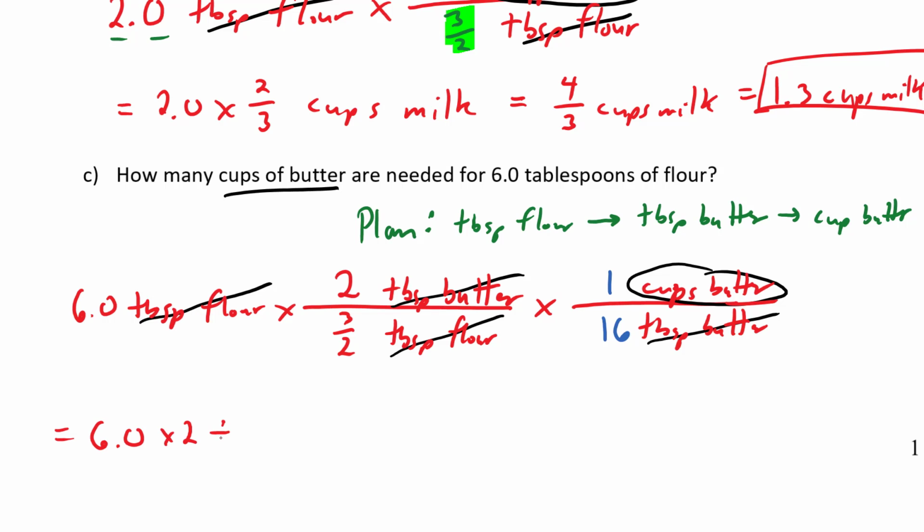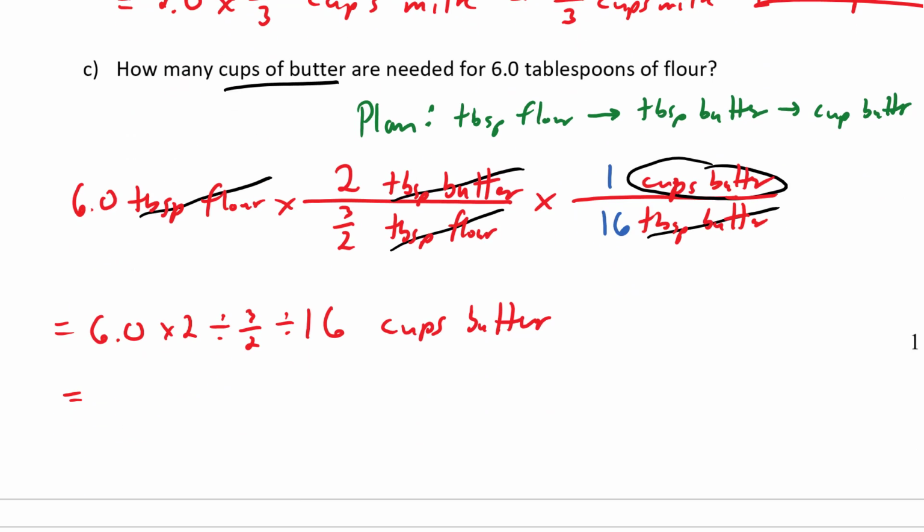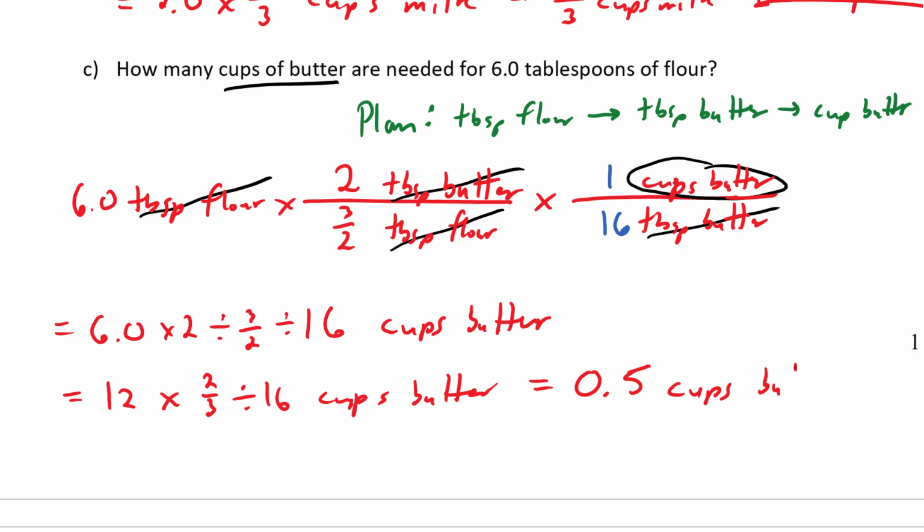6.0 times 2, divide by 3/2, divide by 16. This will give me cups of butter. 16 times 2 is 12. We're dividing by a fraction, so we flip and multiply it. Divide by 16 cups of butter. 12 times 2 is 24. Divided by 3 is 8. This is going to be 8/16, which will be 0.5 cups of butter.